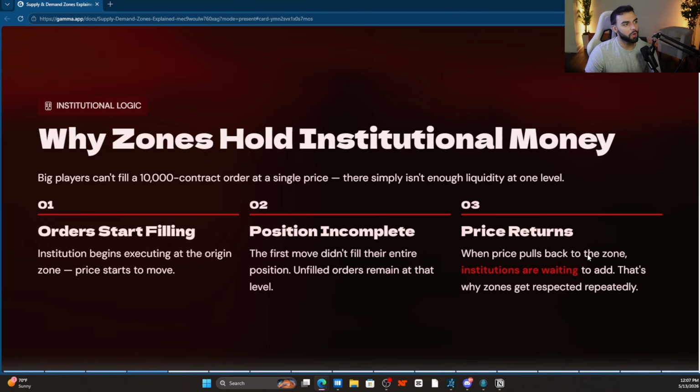Why do these zones hold institutional money? Big players can't fill a 10,000 contract order at a single price point. There simply isn't enough liquidity at that one level. Number one is the order starts to fill. Institutions begin executing at the origin of the zone and price starts to move. Number two is the position is incomplete. The first move didn't fill their entire position, so unfilled orders remain at that level.